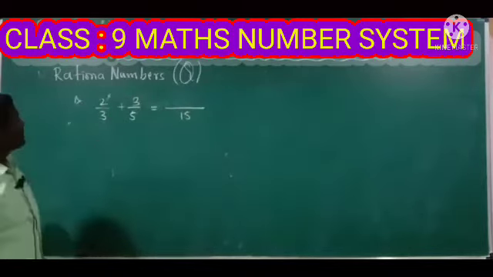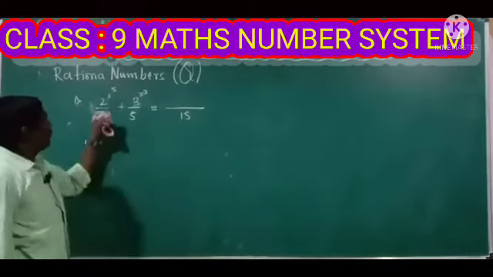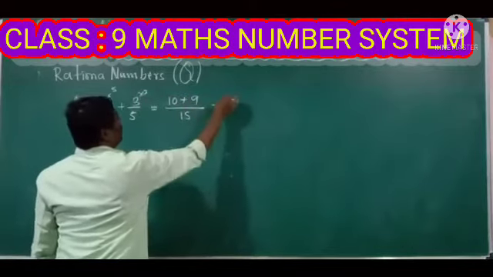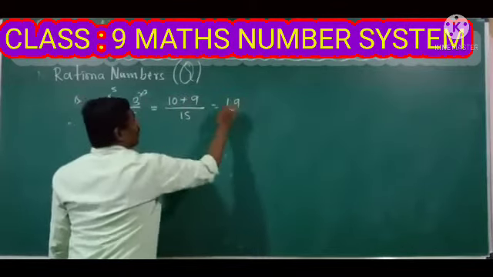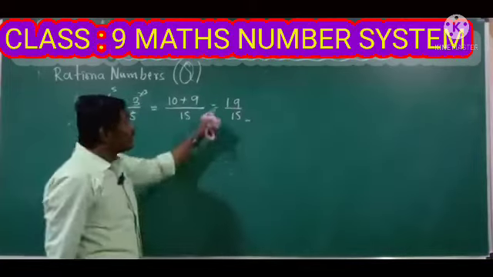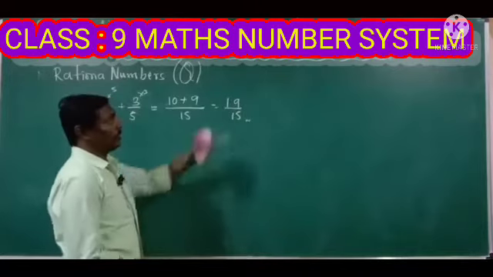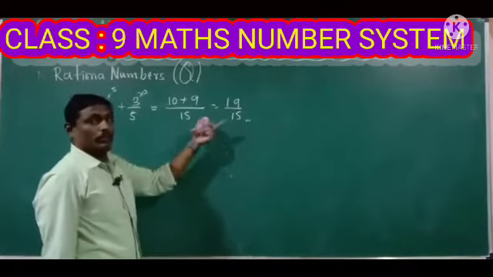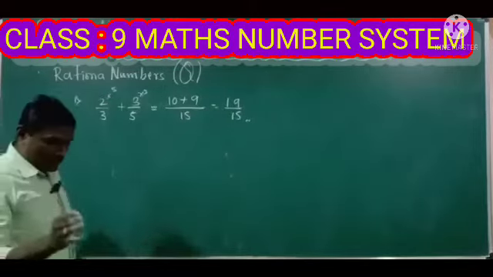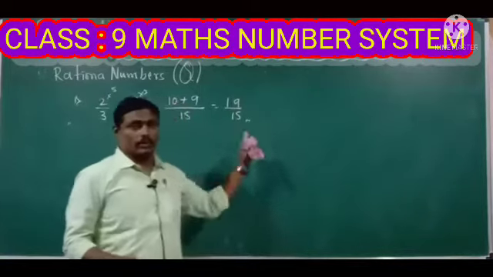If 15 is the LCM, what do I have to multiply here? 5, and here 3. So 2 5s are 10, 3 3s are 9. So what am I getting now? 19 divided by 15. 19 by 15 is also a rational number, because it is in the form of P by Q only. So the first one is: when we are adding two rational numbers, the resultant value is also rational only.